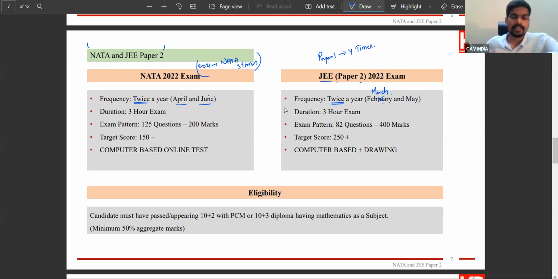Now, coming to the pattern of the examination for both NATA and JEE, let us first focus only on NATA. I'll talk about JEE after that. The NATA exam is a 3 hour long examination. For the pattern of this exam, there will be a total of 125 questions. There is no negative marking in the NATA exam. The total weightage will be 200 marks.